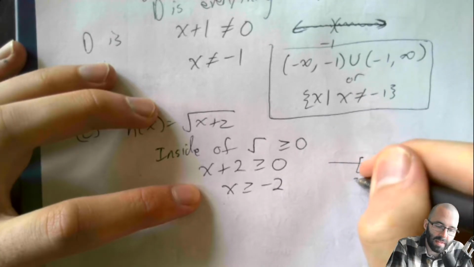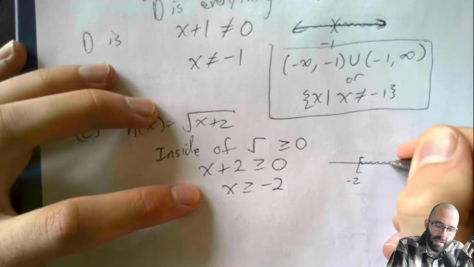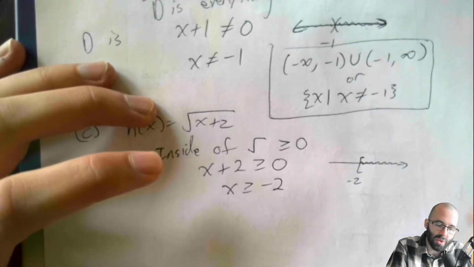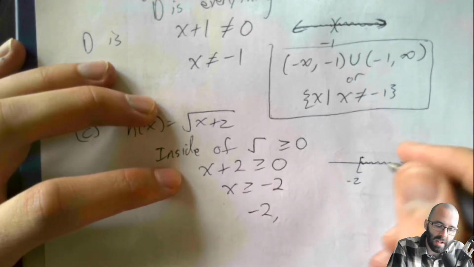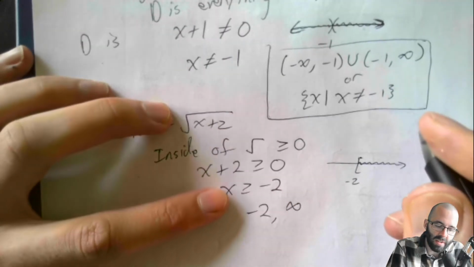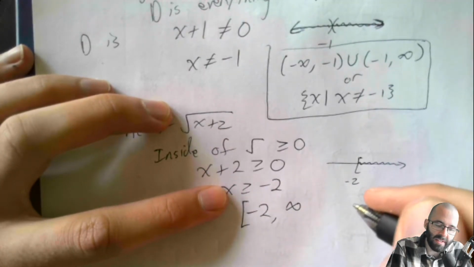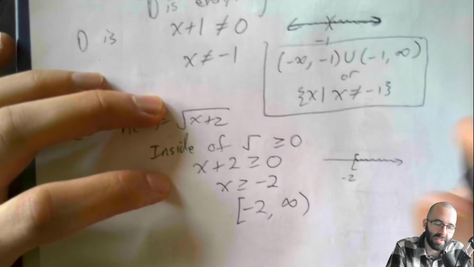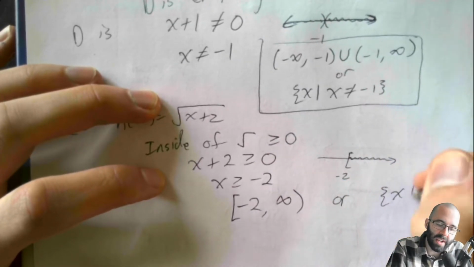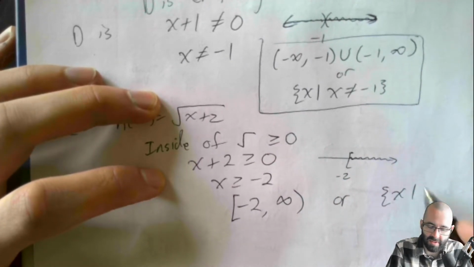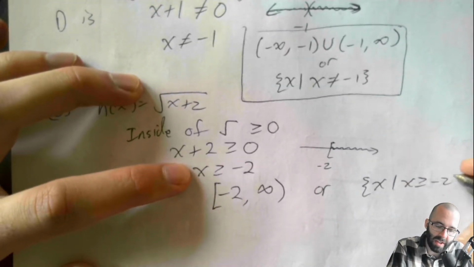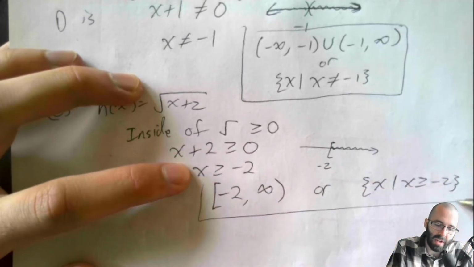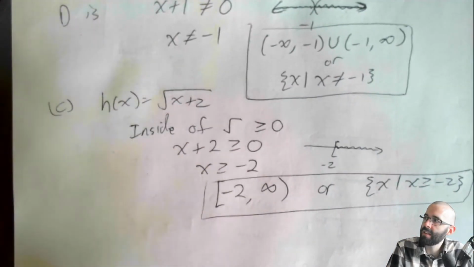So again, everything to the right of -2 is okay. When we write interval notation, the smallest thing it can be is -2, and the biggest thing it can be is infinity. We have that equal sign, so a bracket on the -2. Infinity is always a parenthesis. Or the set of all x such that, for set builder notation, always starts this way. Plug in that inequality, x greater than or equal to -2. These are both good answers to part C.